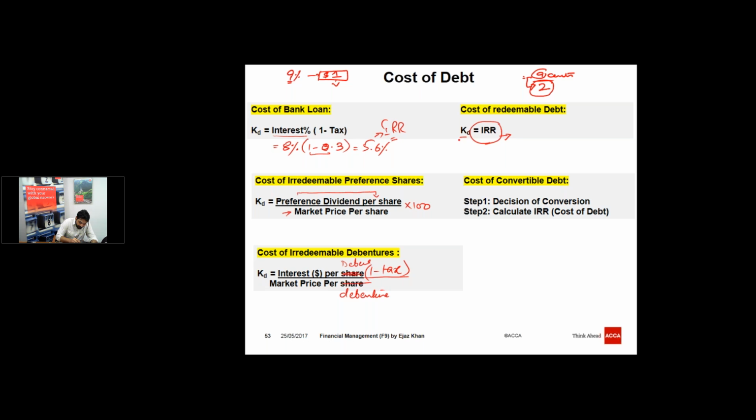But in case of redeemable debts, the IRR, that is the cost of debt here, will be calculated using the method that we have used in calculating the IRR in investment appraisal. So we'll use the same method. We'll discuss in a while how we do it. So we have to use the formula for IRR to calculate the cost of debt of redeemable debt. And why are we calling it internal rate of return? Can anybody tell me why we are calling cost of debt as internal rate of return?